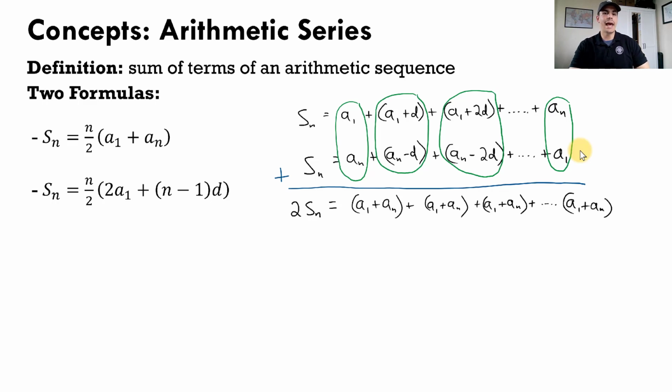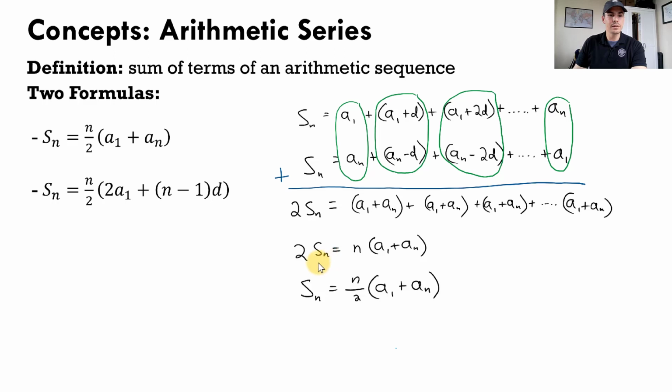So the question is, how many of these a sub 1 plus a sub n terms do we actually have? Well, we have n terms altogether, so it makes sense that we have n number of these combinations, because we had n number of terms. So we're going to rewrite this as n times a sub 1 plus a sub n, and that's equal to 2 S sub n. We just divide by 2 on each side, and we get our first formula right here.